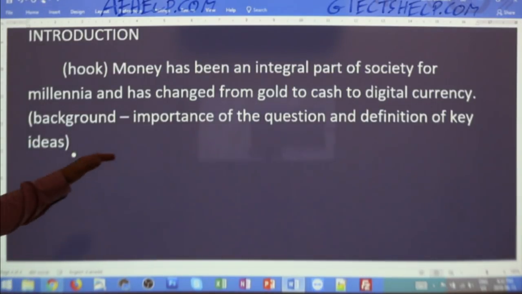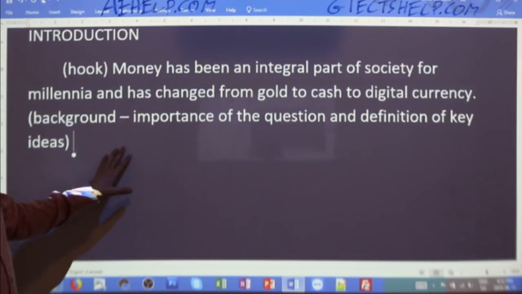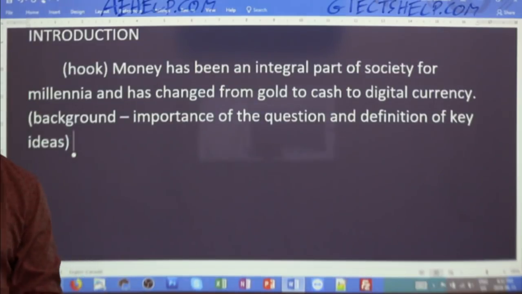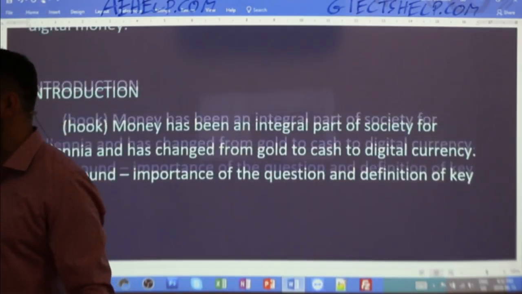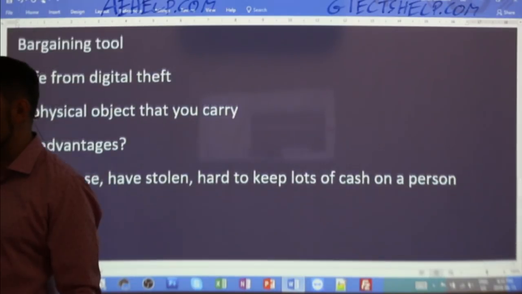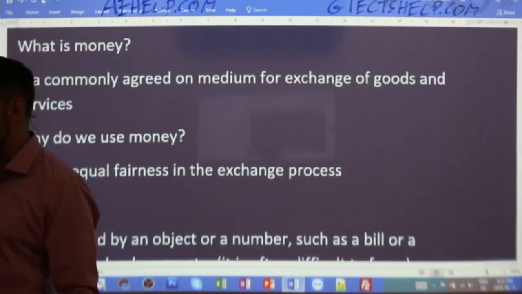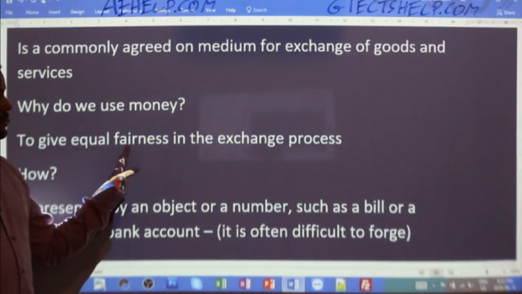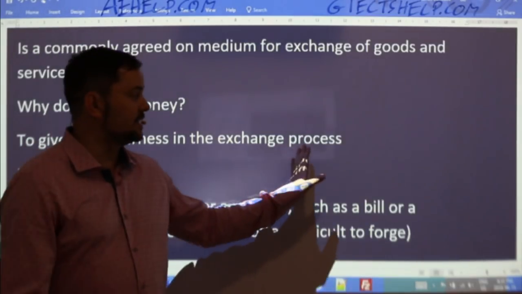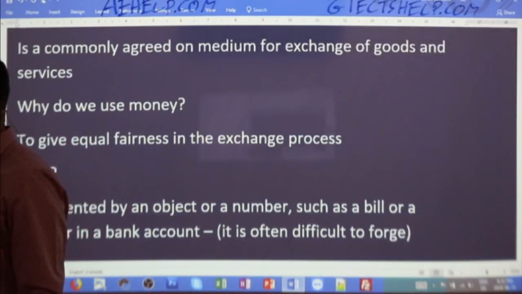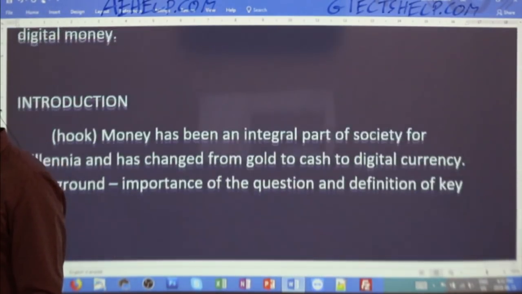So here, my first step would be defining what money is and the importance of money and the importance of this question. So money is very beneficial for all. That's a good start. Pachu, why? And if we want to answer that question, we already have the answer in our planning stage, in the what, why, how. Here we have the answer: to give equal opportunity or fairness in the exchange process of services and goods, right? So that's what we can use for the background, all right?